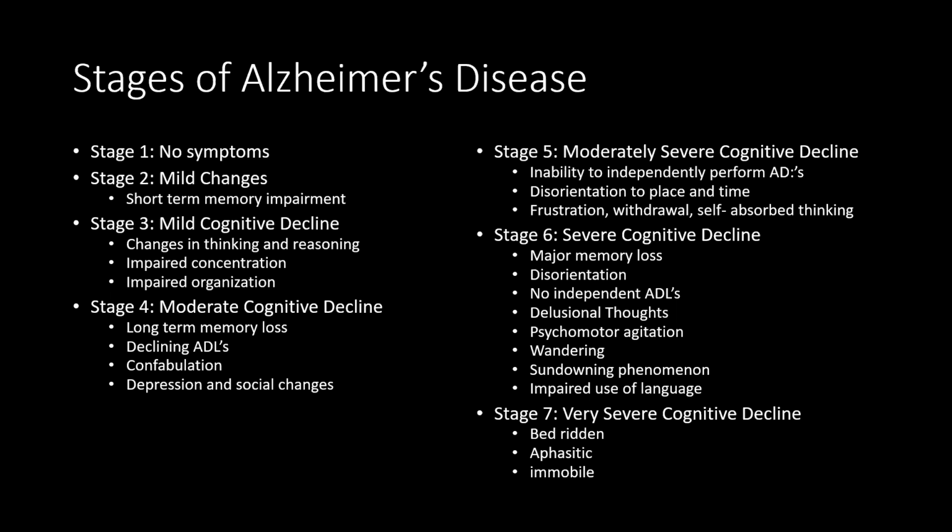Stage 6 is severe cognitive decline, where we see major memory loss, severe disorientation, no ability to perform ADLs, delusional thought content, psychomotor agitation, increased wandering, impaired use of language, and something we call sundowning phenomenon. And this is when the individual's symptoms get much more severe after the sun goes down. So during the day, they may seem clear and oriented, and then as soon as night rolls around, they may have an increase in symptoms. Stage 7 is very severe cognitive decline, and at this point, the individual is often bedridden, aphasic, and immobile.